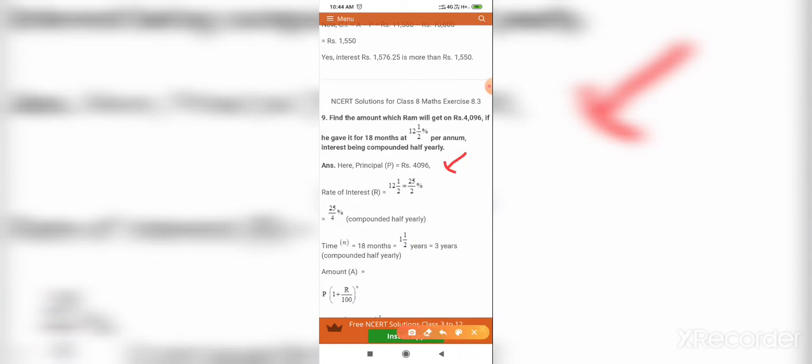But in this question he gave interest half yearly, so rate becomes half and time becomes double. So amount is P multiplied by 1 plus R upon 100 whole power n, and after placing values from the question we have rupees 4,913.